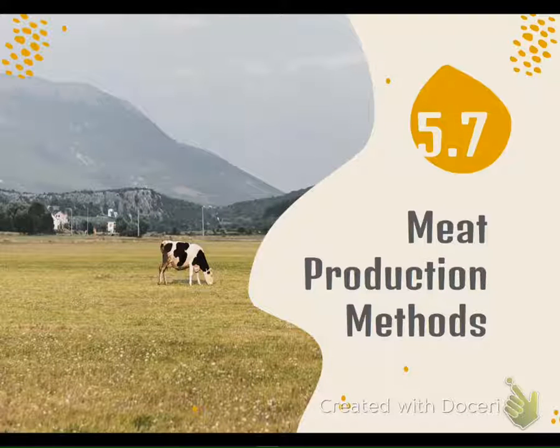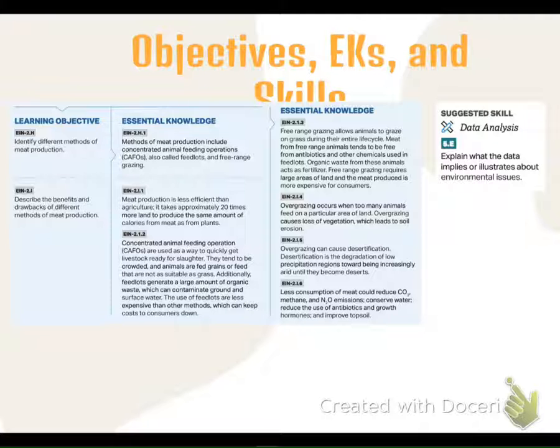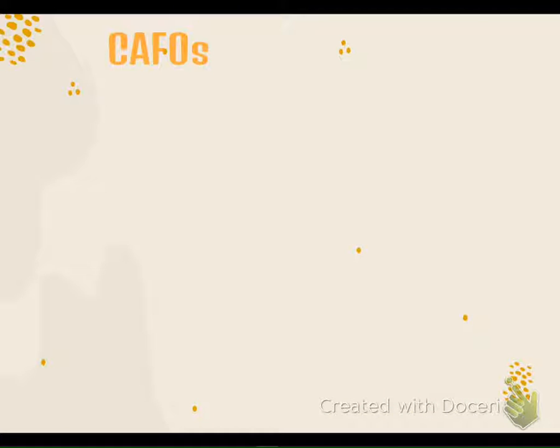Today we'll be talking about meat production methods, which is topic 5.7 on the land and water use unit. We'll basically be identifying the different types of meat production and describing the benefits and drawbacks of these different types, and we'll be asked to look at data and explain the data.